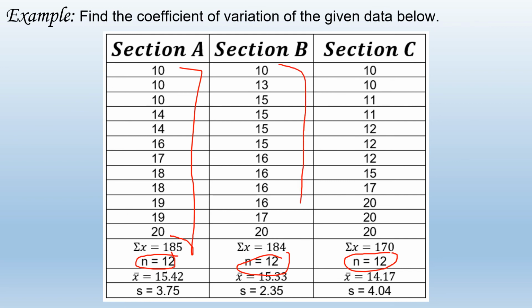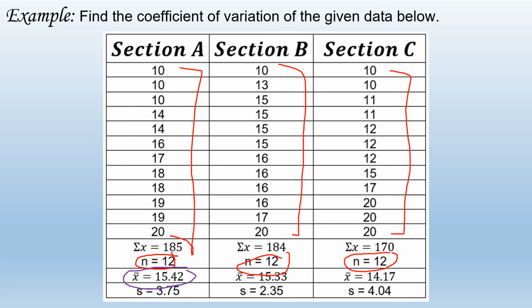For section B, we have 184. And for section C, the total of this is 170. Now to get the x bar, okay, to get the value of your x bar here, all we have to do is divide 185 by 12.